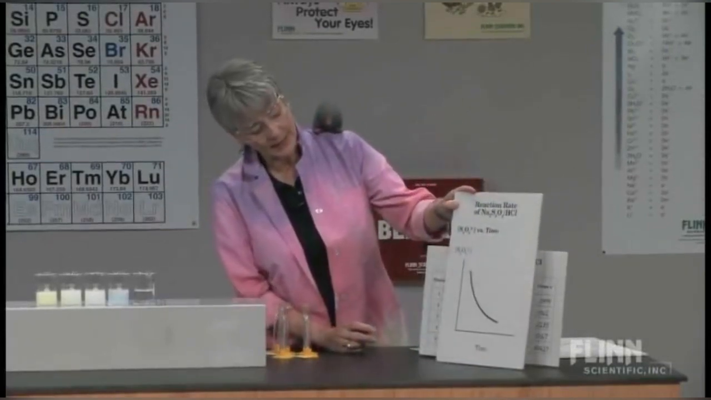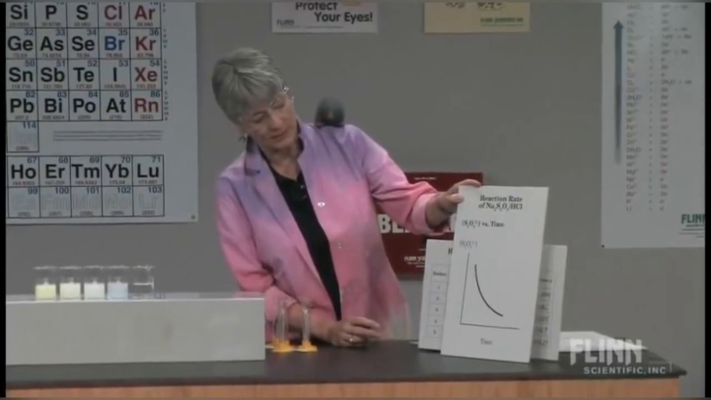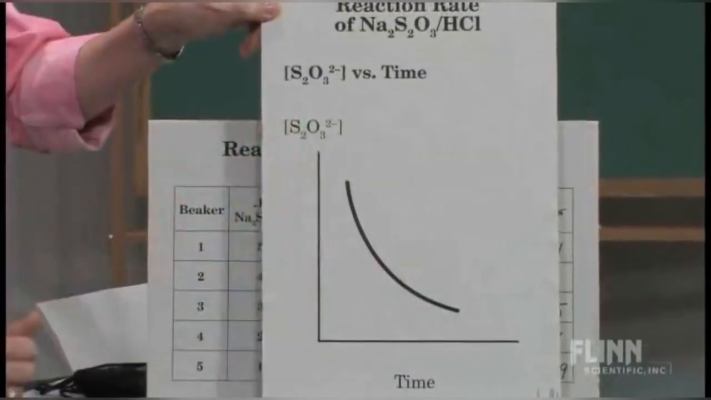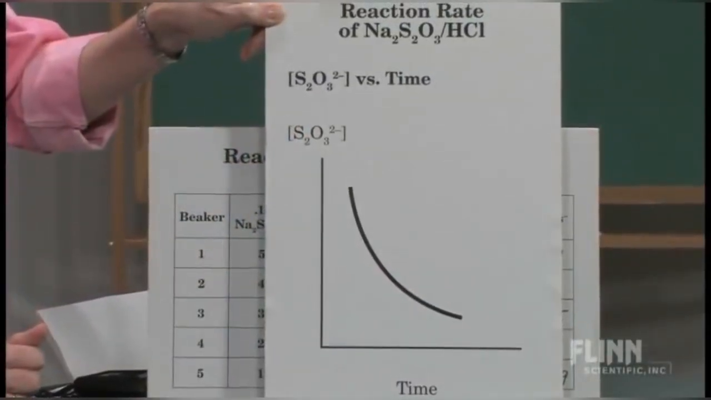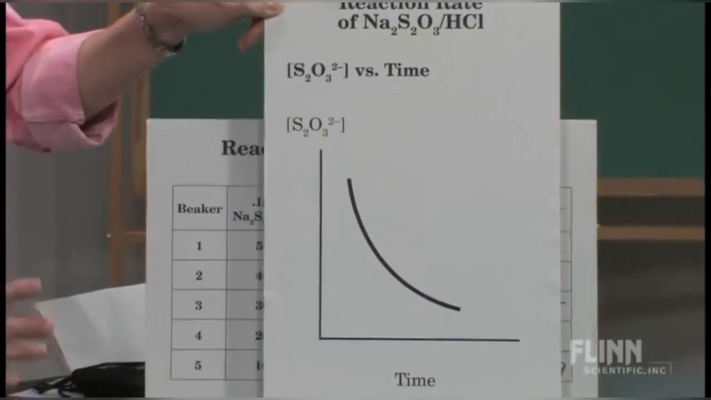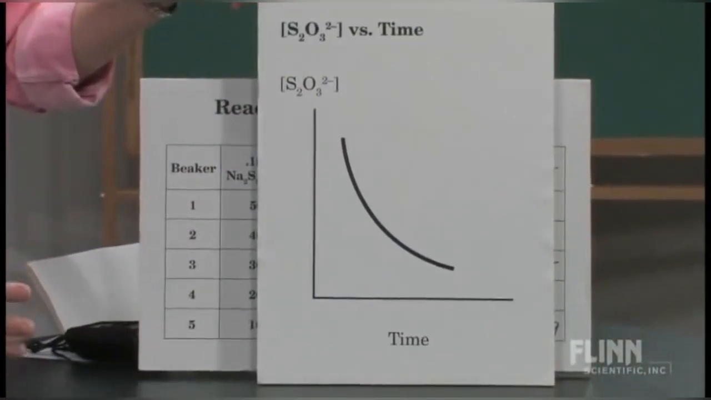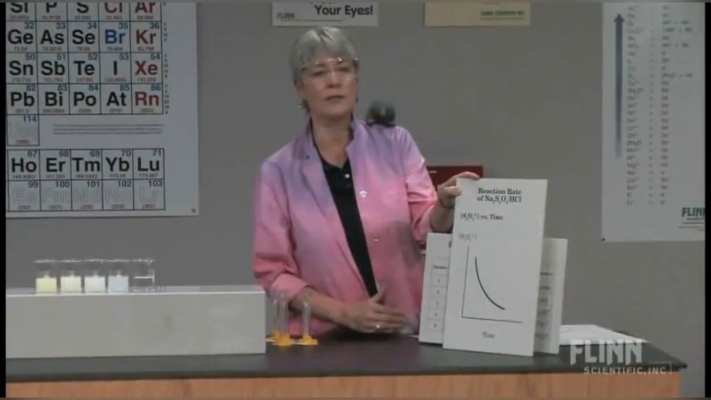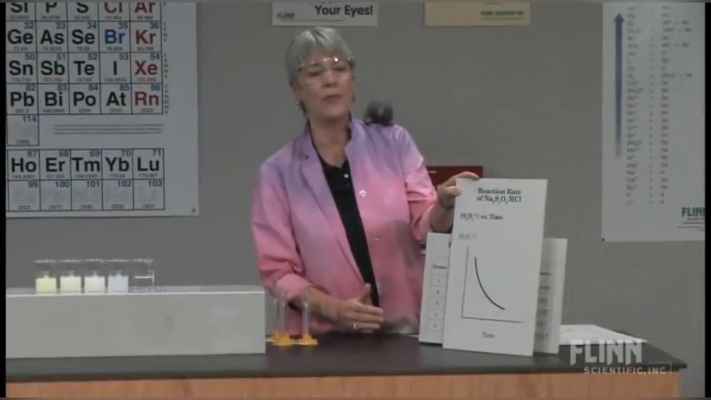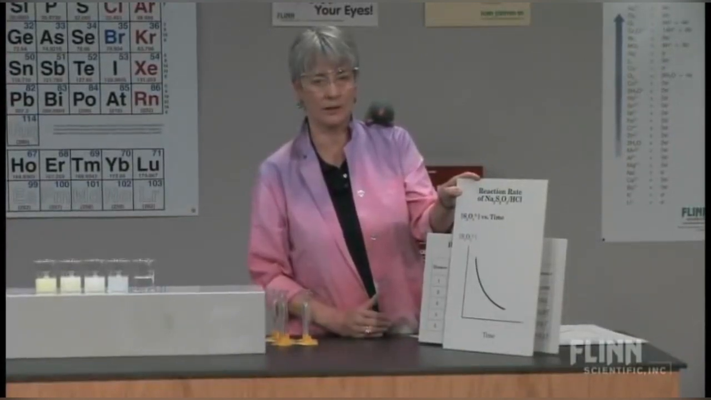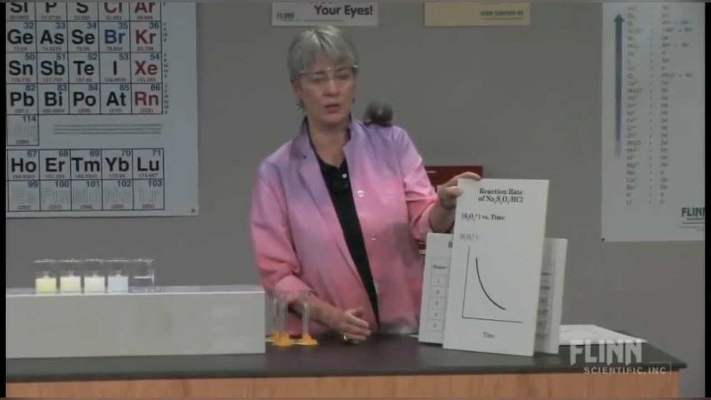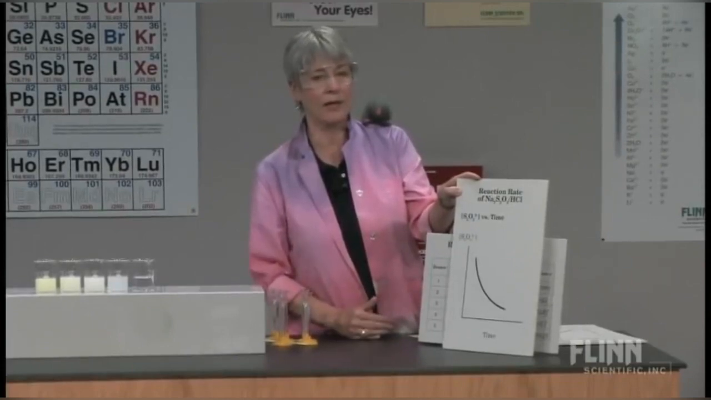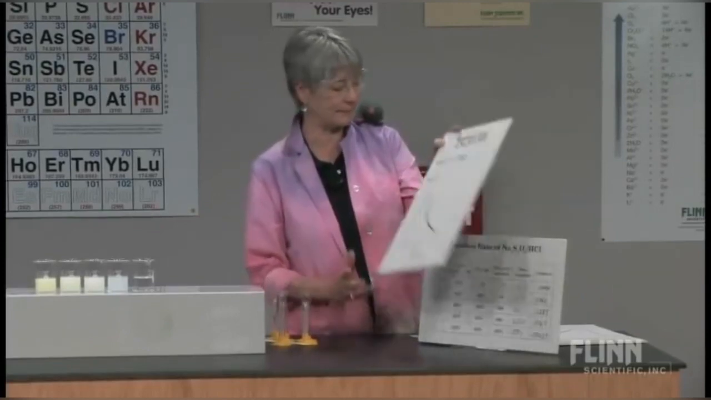If I plot concentration versus time, it's not linear. So I talked to the kids about the fact, well, what about rate? If you're looking at rate, the more time it takes, the slower you're going. So it's really an inverse relationship. Let's look at the graph of concentration versus 1 over time.